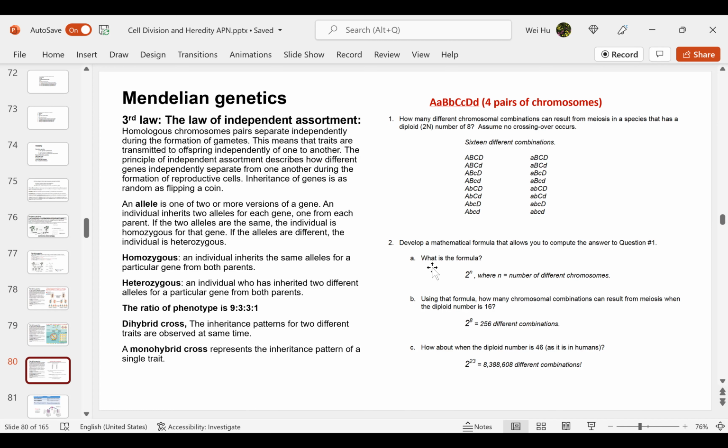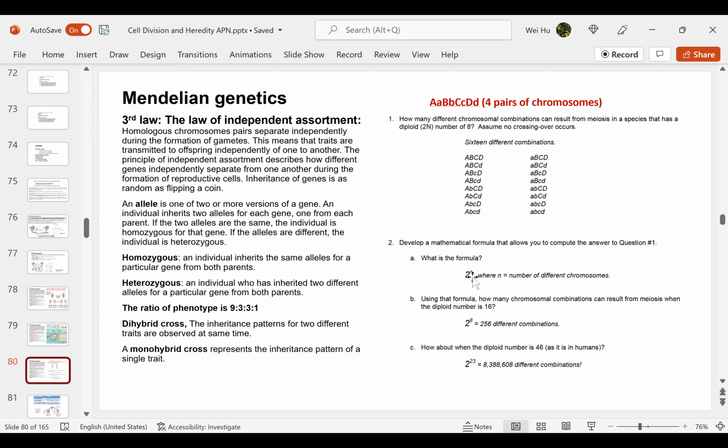So now let's give you a formula. The formula is 2 to the power n. The 2 is because at any given time, for any gene, you will have 2 alleles, because you get 1 allele from your mom and another allele from your dad. They can be the same, homozygous, or they can be different, heterozygous. So that's where the 2 comes from.